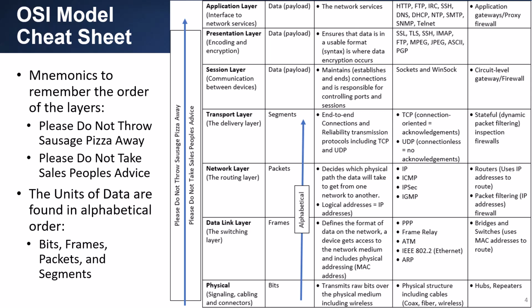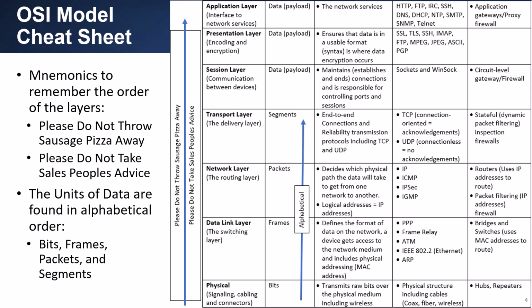The T layer is the transport layer, which is the end-to-end connection and reliable transmission protocols, including TCP and UDP. TCP protocol is connection-oriented, which uses acknowledgments, and UDP is connectionless, which does not use acknowledgments when sending data. The transport layer data units are segments. Notice that the data units for the first 4 layers are bits, frames, packets, and segments, which are alphabetical.